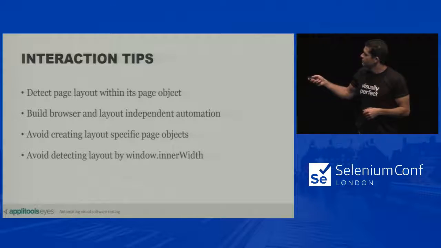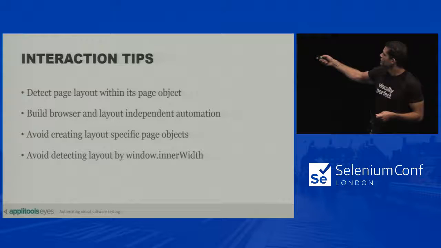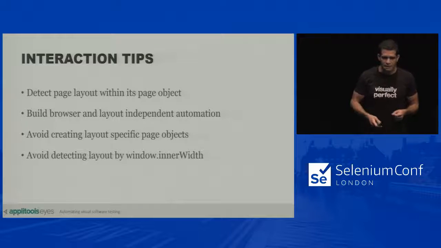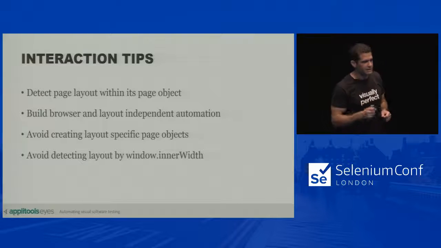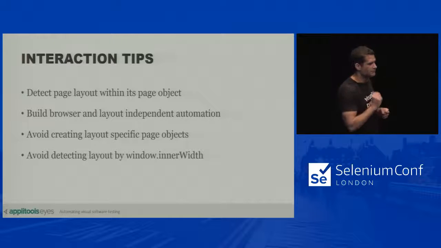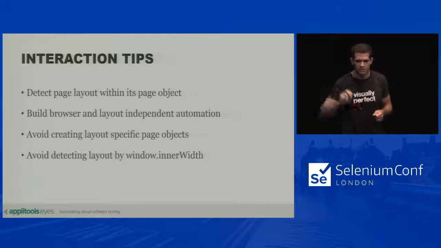Last important thing to take into account when you design those pages is not to rely on the window width property. So just like you saw in the test that we just wrote, we basically figure out how to click the navigation button by looking at the presence of another element, the hamburger button.